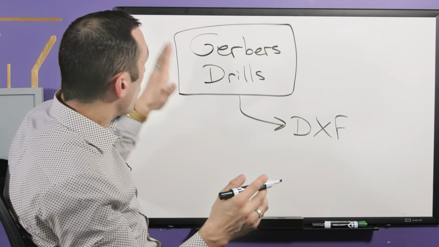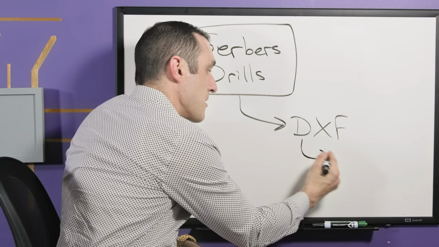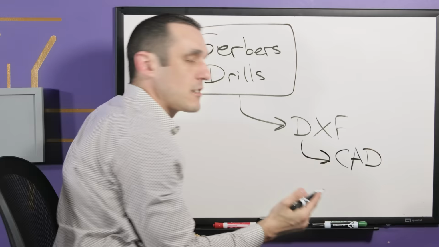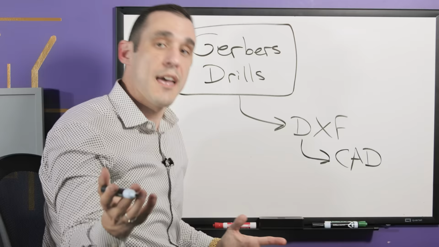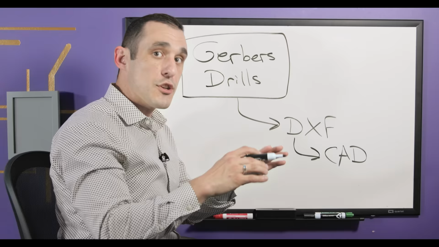Once you have, let's say, your copper layers exported as a DXF file, the DXF file can then be re-imported into your CAD tool on a mechanical layer. Then after it's imported, you can transfer that mechanical layer to a copper layer, and now you have an image of all of those copper connections transferred into the PCB layout. So that's one way you can get from Gerber all the way to CAD.